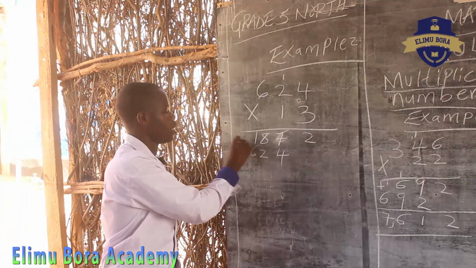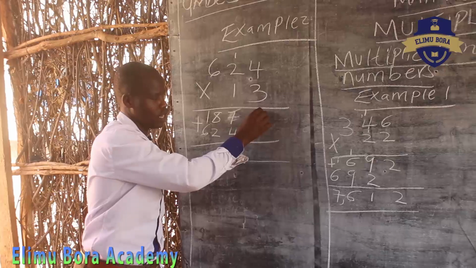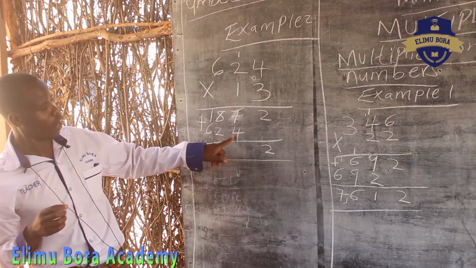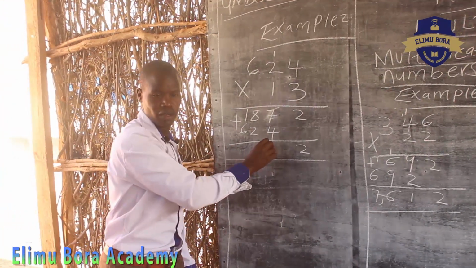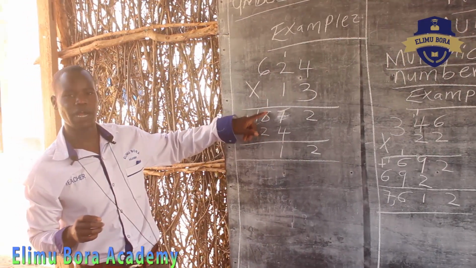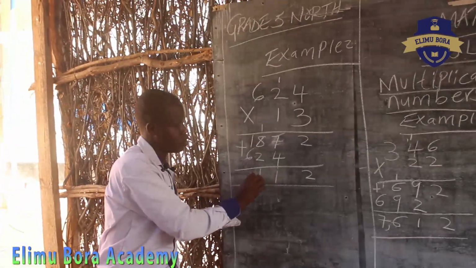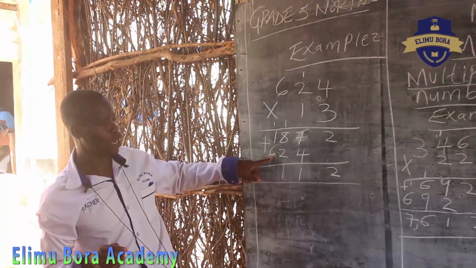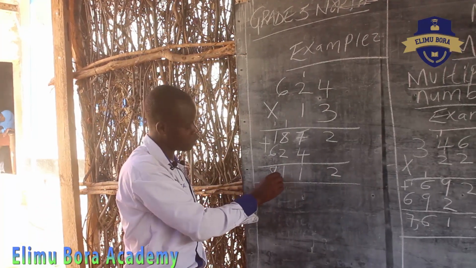And then from there we add. So you will drop what? 2 here. And then 7, you add 4. 7 plus 4, you get 11, you write 1, carry 1. 8 plus 1 will be 9, plus 2, 11, you write 1, carry 1. And then 1 plus 1 will be 2. 2 plus 6, 8. And then you count 1, 2, 3, and then you put a comma.